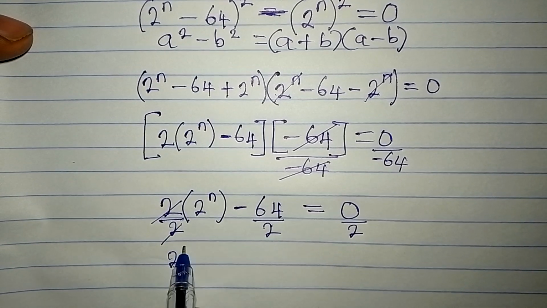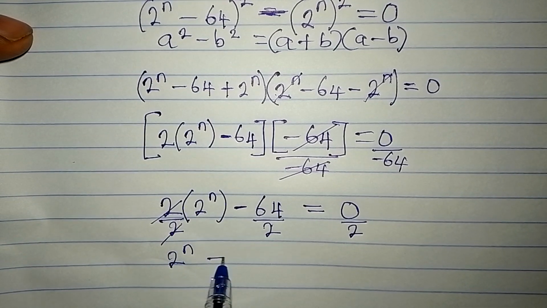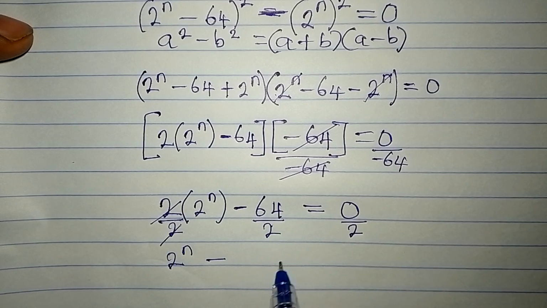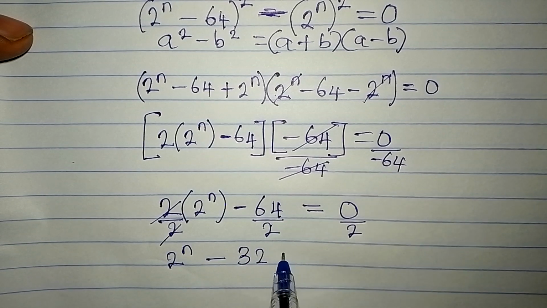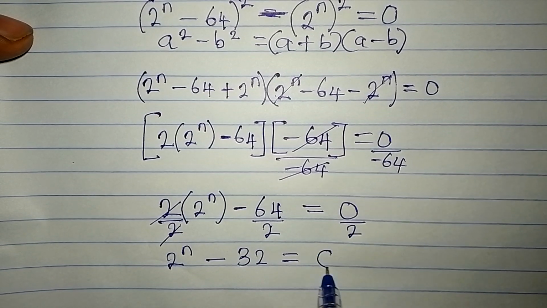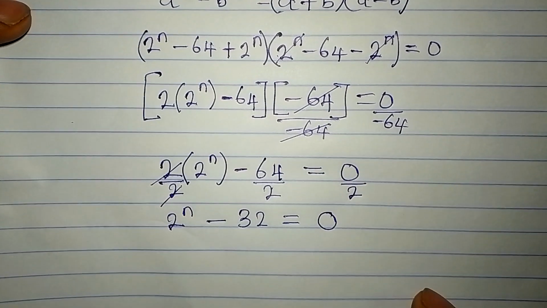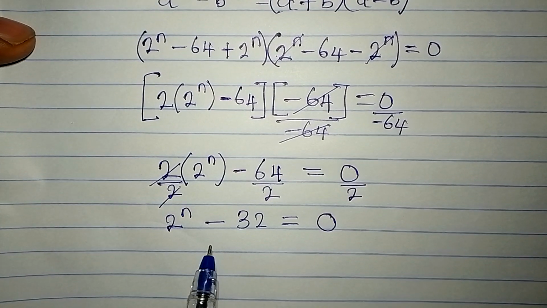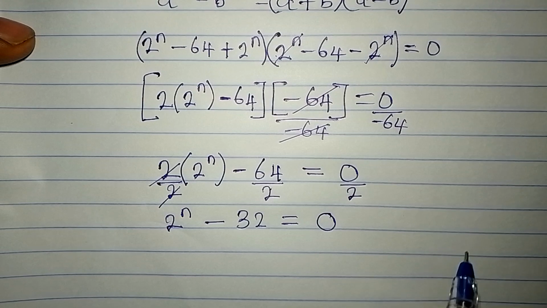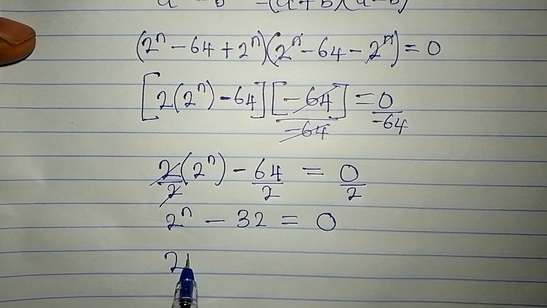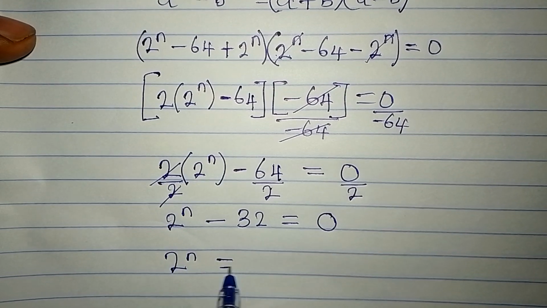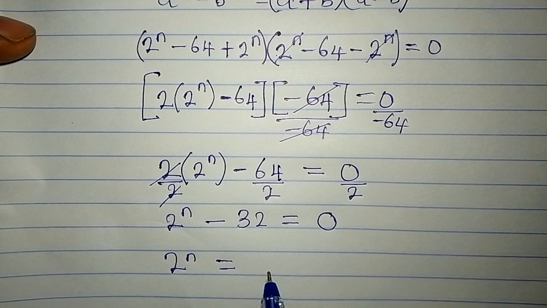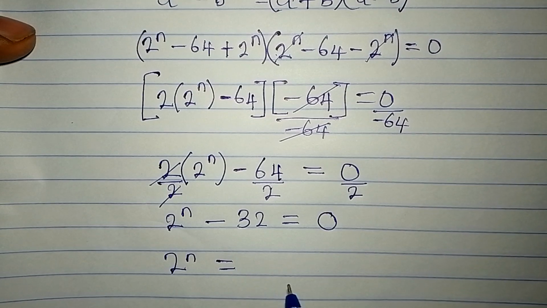Now 2^n minus 64 divided by 2 is 32. Then 0 divided by 2 is 0. What do I do next? Take 32 to the other side. So we have 2^n equal to 0 plus 32, and that will give us 32.